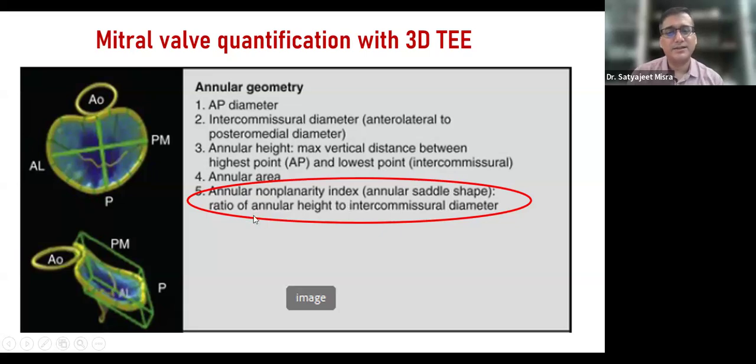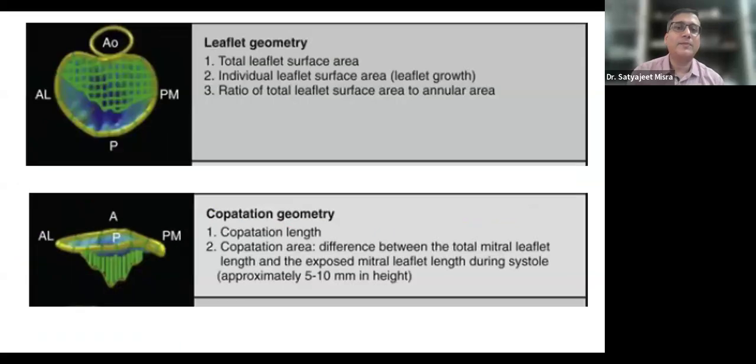So the annular saddle shape one can determine by determining the ratio of the annular height to intercommissural diameter. And in a subsequent slide, I'll show you why all these things are important. Also, you can look at the leaflet geometry. You can look at the total surface area of the individual leaflets. You can look at the coaptation line. You can measure the leaflet heights, and so on and so forth.